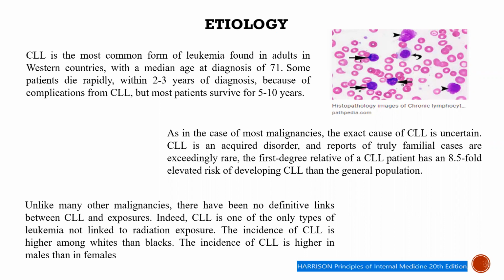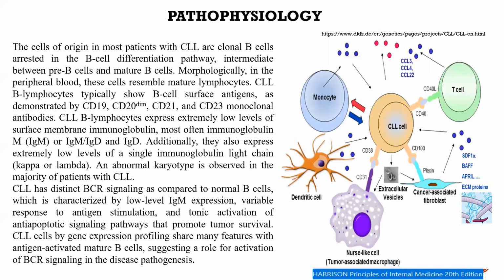Unlike many other malignancies, there have been no definitive links between chronic lymphocytic leukemia and environmental exposures. It is one type of leukemia not linked to radiation exposure, and its incidence is higher among whites than blacks, and among males than females. In most patients, the cell of origin is a clonal B cell arrested in the B cell differentiation pathway, intermediate between pre-B cell and mature B cell.